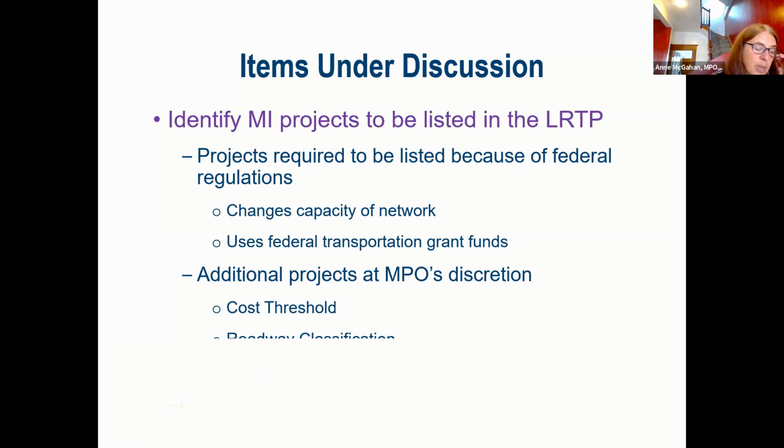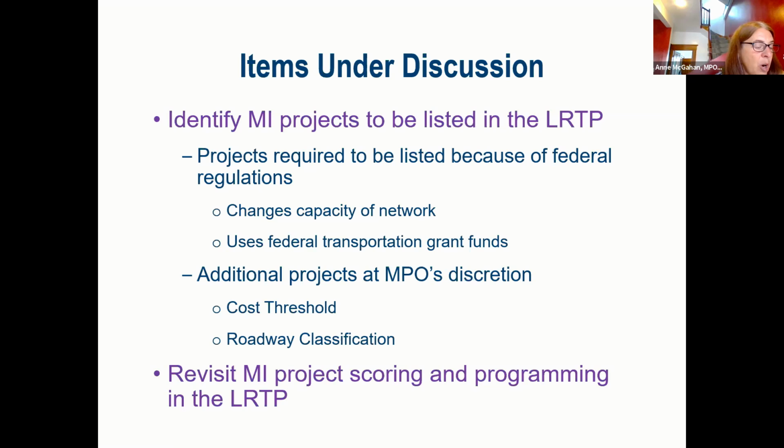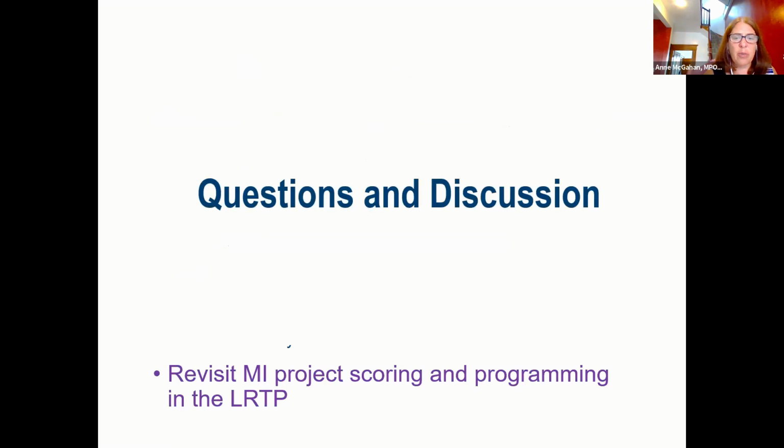In addition, the MPO can decide whether they want to list the projects that are not required to be included in the RTP, but are part of the new definition regarding projects that meet the $50 million cost threshold and projects that are located on roadways classified as interstates or principal arterials. And the scoring and programming policies that are under consideration will then be applied to the projects that are listed in the LRTP. And then I was going to go over the table, but we've already done that. So with that, we can actually keep that other slide up and open it up for discussion.